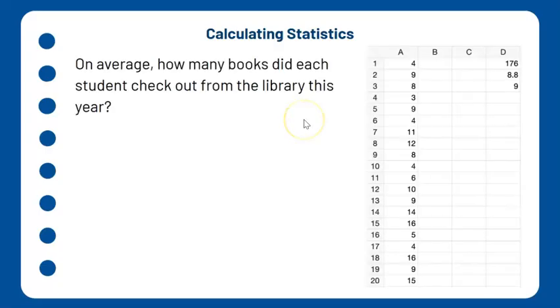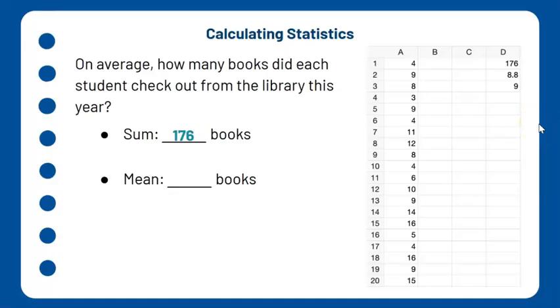Let's look at sample data collected from a statistical question and determine some statistics using spreadsheet technology. The data shown was collected as a response to the question, on average, how many books did each student check out from the library this year? Cells D1, D2, and D3 also reflect the formulas discussed on the previous slide. Given this information, what is the sum of the data set? The formula typed in cell D1 calculates the sum of the dataset, which is 176.